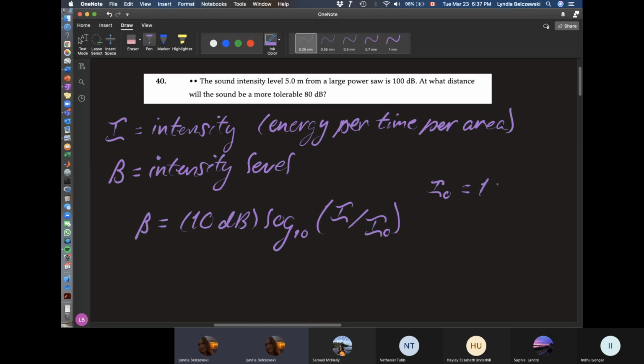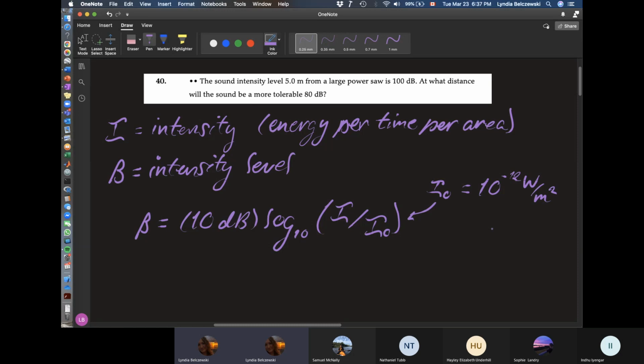I naught is equal to 10 to the minus 12 watts per meter squared. So this I naught is just like your reference value, and it's also a way to make the units cancel out inside the logarithm. So whatever intensity you have, and you plug it into the formula, the way they've built the formula and defined the intensity level, when you plug in your value for I naught, it'll handle all the units and make sure that everything works out nicely. So there is the formula for beta.